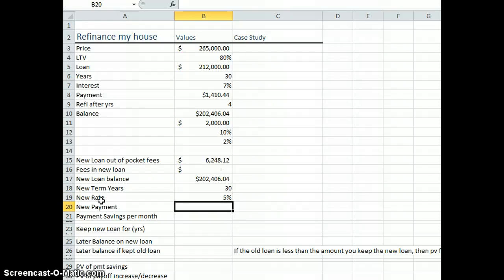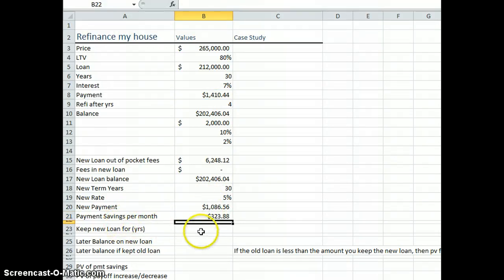So now we just have to figure out what our new payment is going to be. And for that, we're just going to do negative payment, and then our rate, number of periods times 12, and then our present value is going to be this new loan amount. And then payment savings per month is just going to be our old payment minus our new payment.